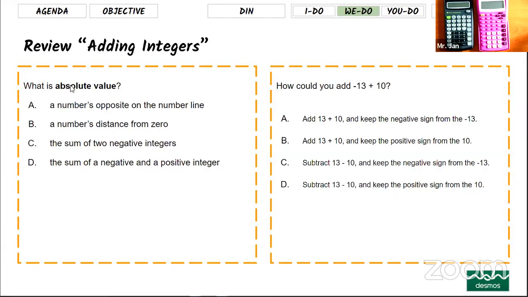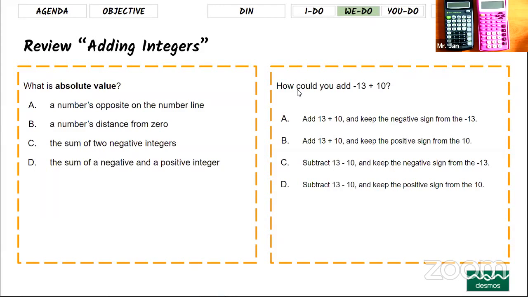So if you guys remember, absolute value, some of you got it, it's B, because absolute value always represents distance from 0. Okay, you got it. Thank you. You guys are awesome. So remember, absolute value is a distance from 0, all the time, and the result has to be positive. Distance is always represented as a positive. Okay, so this is a review.